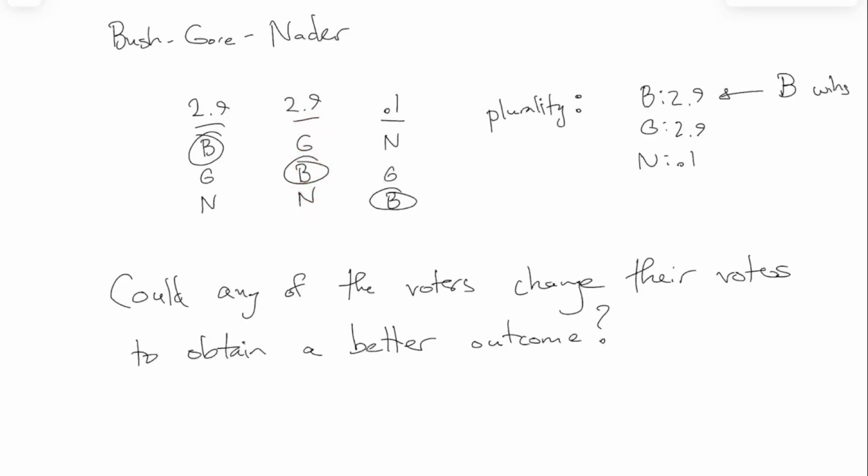Any other ideas? Yeah? For the third column, if they voted for Gore above Nader, I feel like he was the second best choice. Right. These people right here, Bush was the actual winner, which is their worst possible outcome, all right? But if they put Gore up here, then Gore becomes the winner, and that at least is the second best in their opinion. That is an improved outcome, all right? So could any of the voters, the answer here is yes.